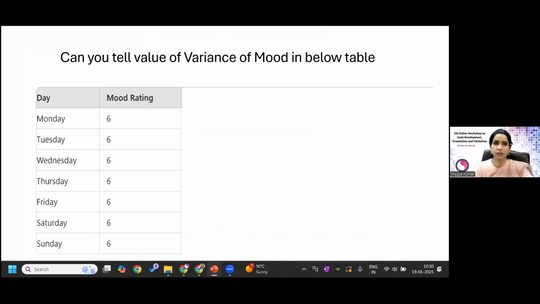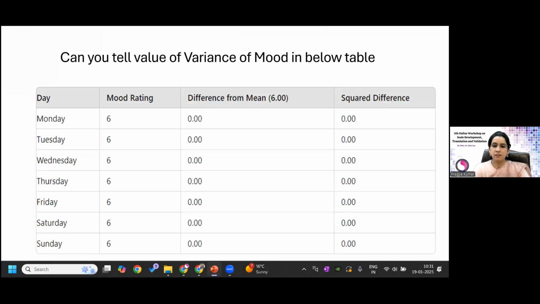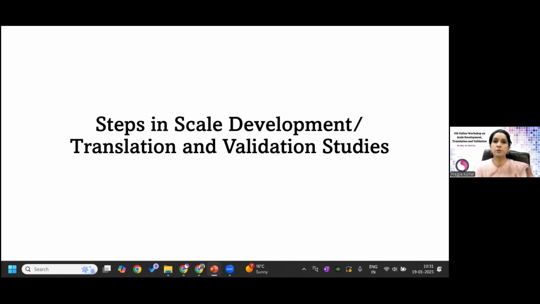Now if you have the mood rating of one person from Monday to Sunday, can you tell what is the variance of mood in case of this table? What will be the variance? Yes? Okay, Ashwati is writing 0. Ravi is writing none. Bushra 0. Rightly said. Since there is no variation, every day is fixed, the sum of squares will be 0 and the variance will be 0. We will talk about variance again when we discuss reliability, but right now we wanted to introduce the concept of variance.